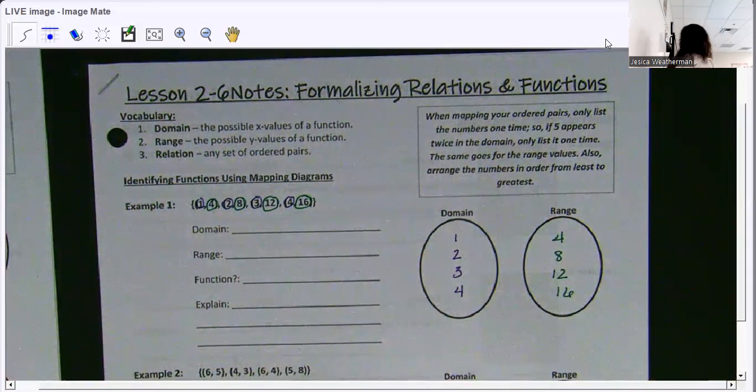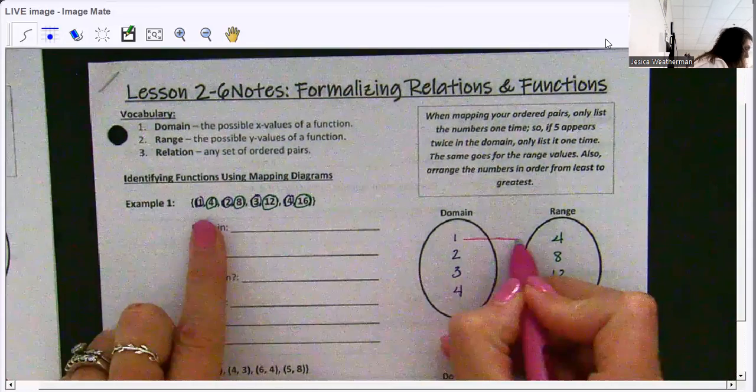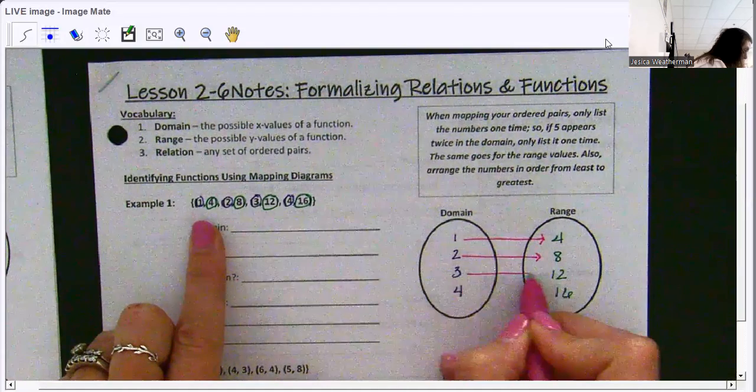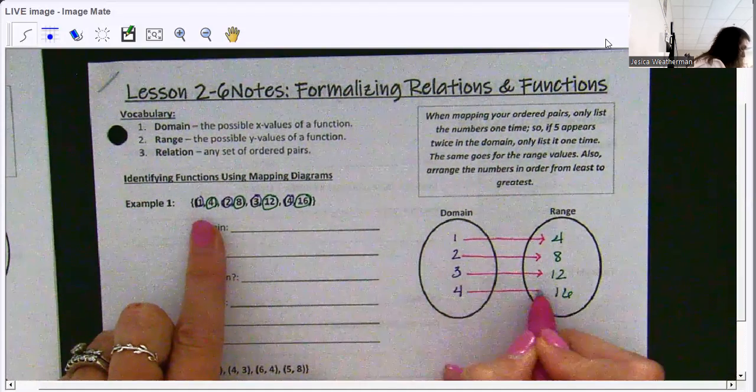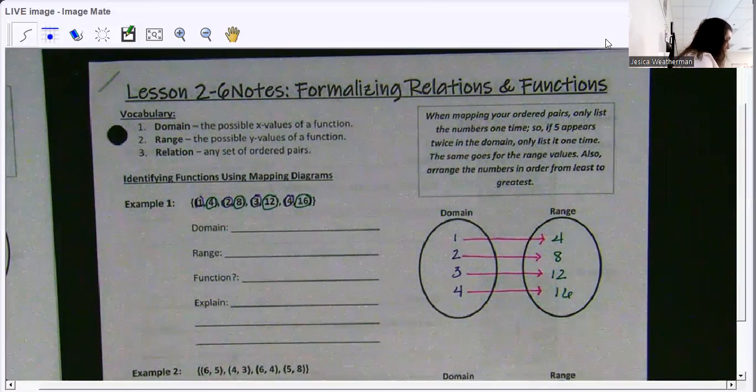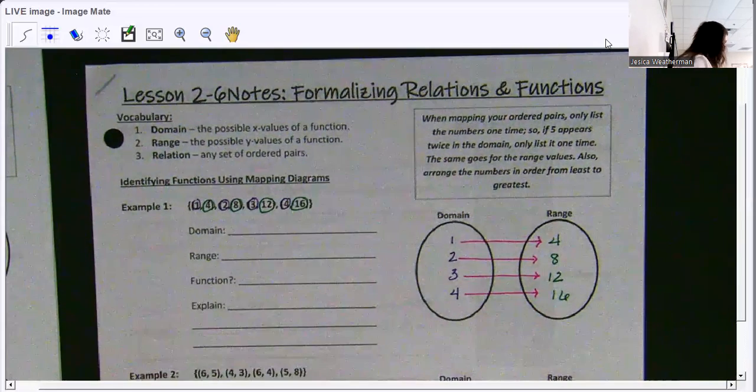In order to map them, we're going to draw arrows with the X and its matching Y. So this one's pretty simple. So 1 and 4 go together. 2 and 8 go together, 3 and 12, and 4 and 16. They will not always look that neat, okay? And we'll see that in our next 2.